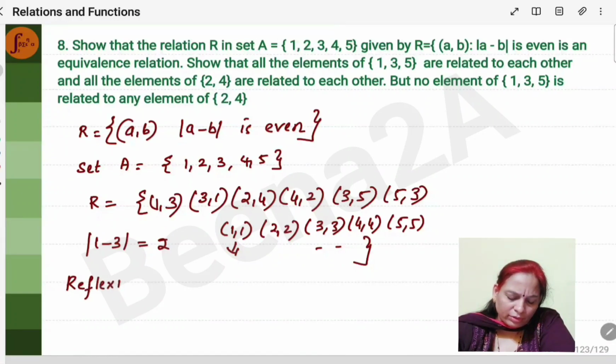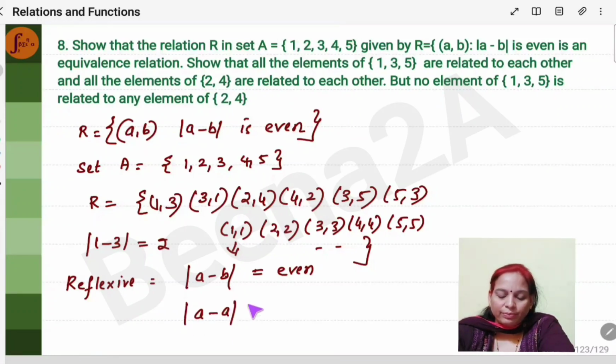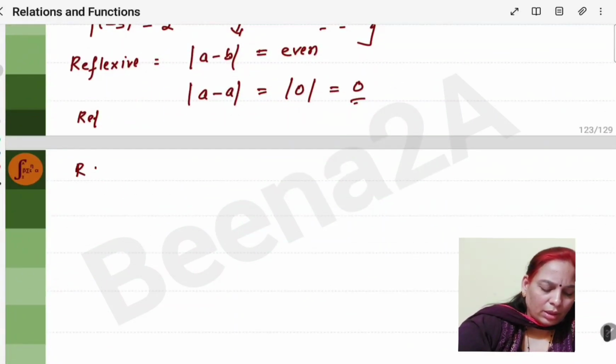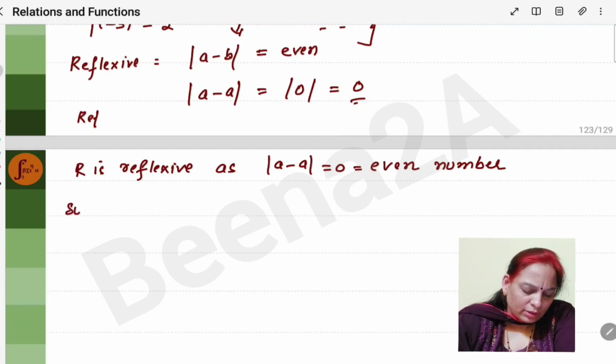Let's check reflexive. For reflexive, you should have 1 comma 1, 2 comma 2. You should have the same elements. Now A minus B should be even, and B should be the same element as A. For reflexive, it should be A minus A. I'm replacing B with A. So A minus A is 0. The modulus of 0 is 0 itself, and 0 is an even number. So therefore it is reflexive. You should write R is reflexive as modulus of A minus A is equal to 0, which is nothing but an even number. That's all.